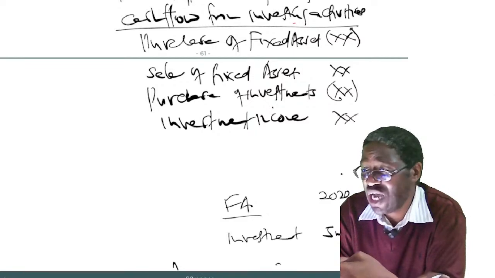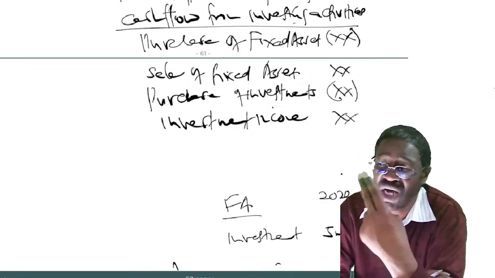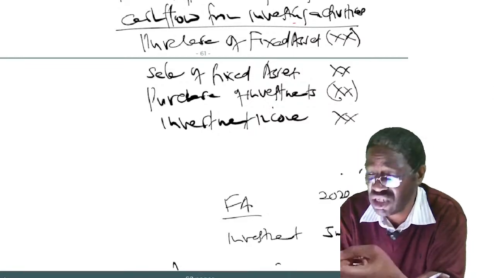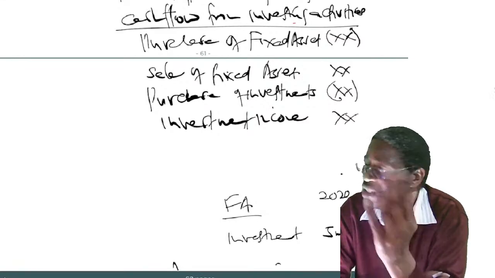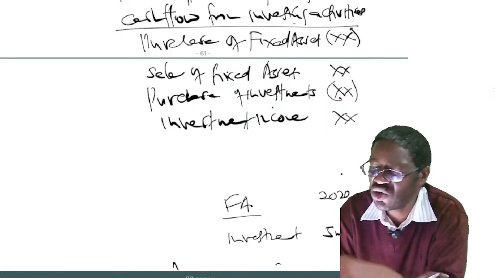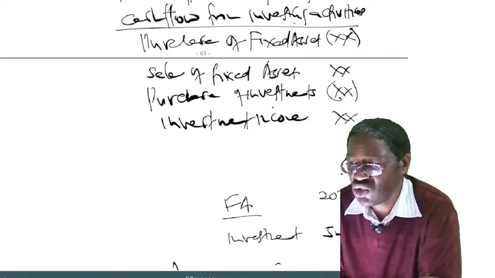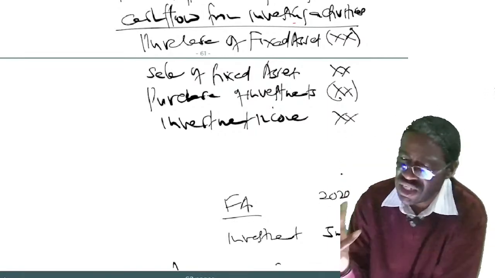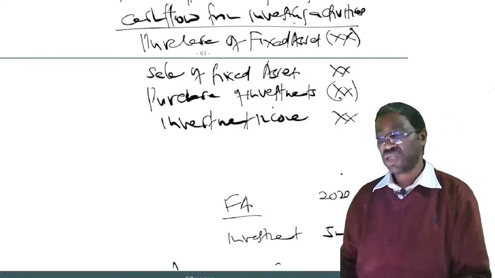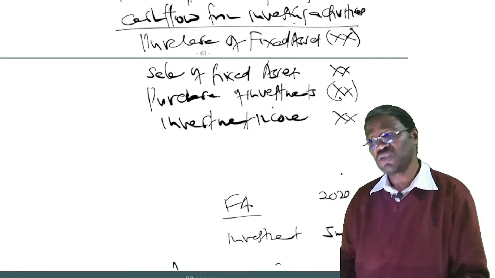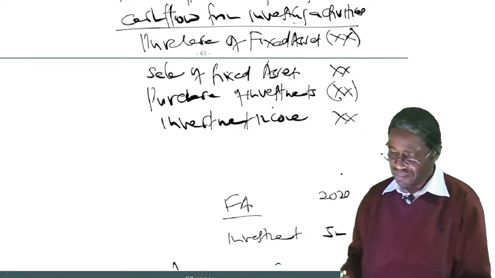How do you treat associates in cash flow? How do you treat joint ventures, which is the same as associates? How do you treat what we call non-controlling interest? But those ones, I'll talk about them later, once you have understood the concept of normal cash flow for individual companies. Good. Now listen.